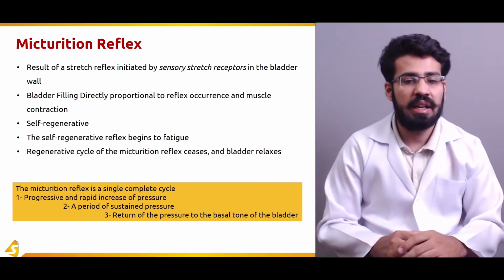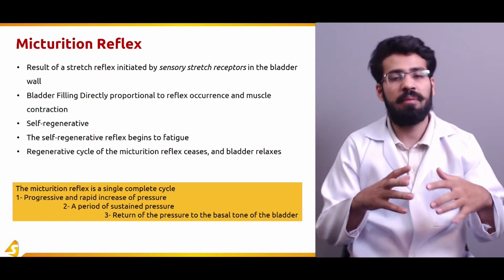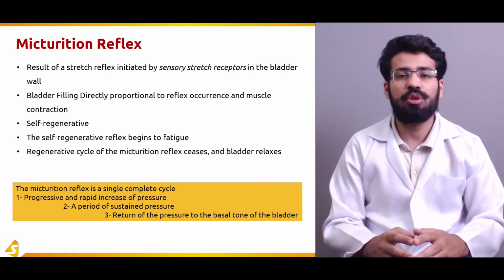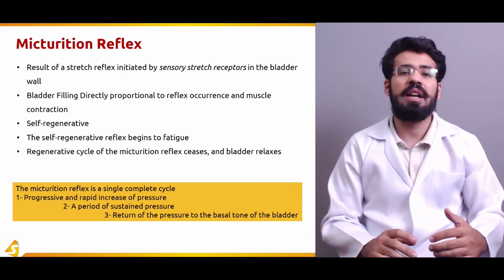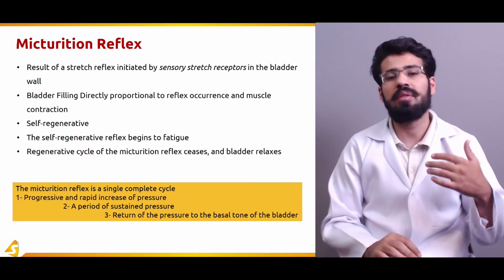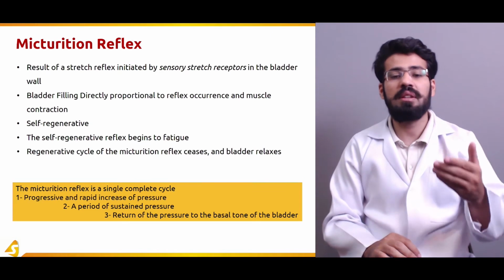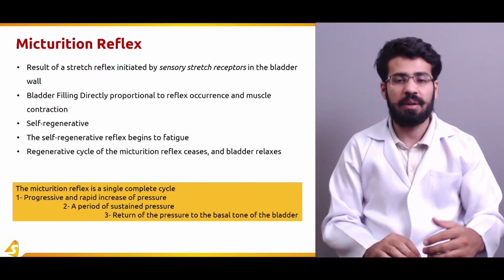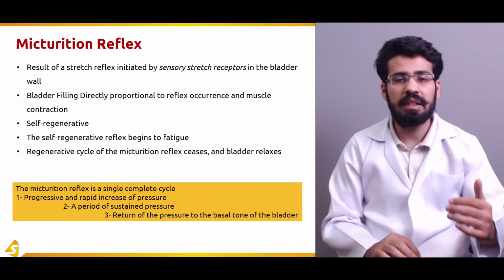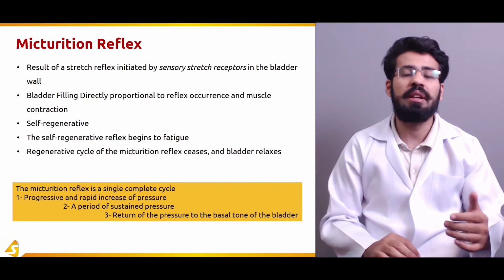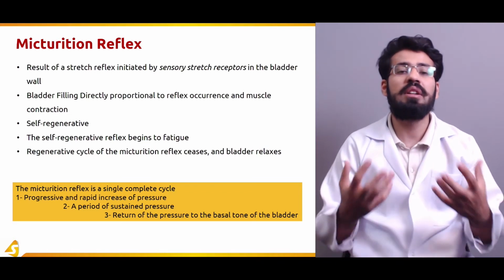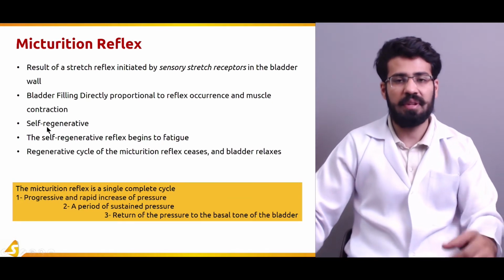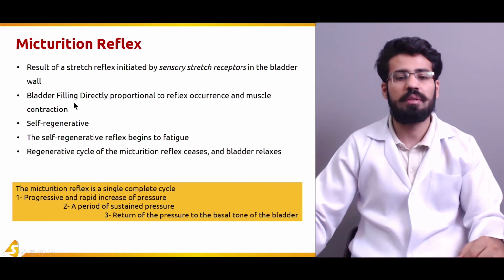Now, there are two things. Number one, when the bladder is being filled, it is directly proportional to the reflex occurrence. For example, if the bladder has been filled to 50 or 60%, when the percentage of the bladder that is filled is increasing, the occurrence of the reflex action will increase, of course. It will continuously send signals to the brain for the urge to urinate, and also cause the muscle contraction, the sphincter muscle contraction and the smooth muscle contraction.